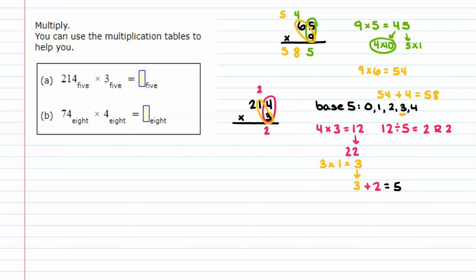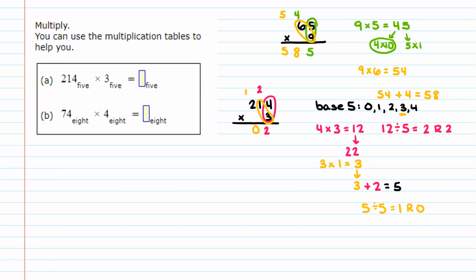Oh no, 5 is not an allowed digit. So we have to convert the 5 into base 5. So we're thinking 5 divided by 5 equals 1, remainder 0. So I'll put the 0 here and the 1 here.